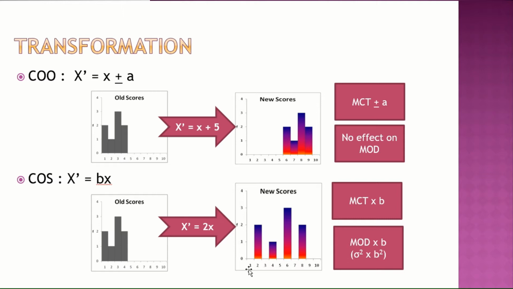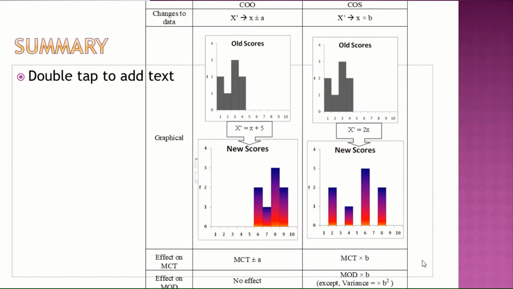MOD will also times with 2. Range, interquartile range, standard deviation, you times with 2. But variance, do you see that box there? Variance, you will times with 2 squared. Do you understand? Look down there in the box. Range times 2. Standard deviation times 2. Interquartile range times 2. But variance times 2 squared. If you times 5 to your data, variance you times 5 squared. Do you understand? Okay, moving on.